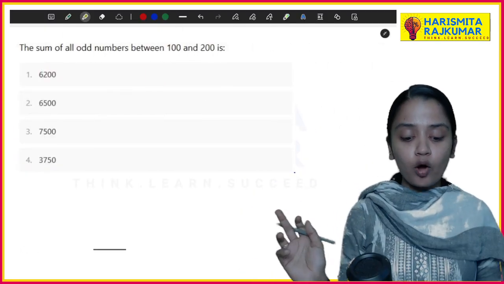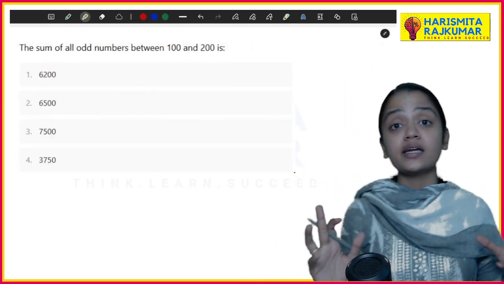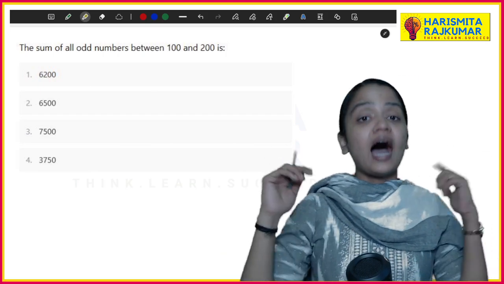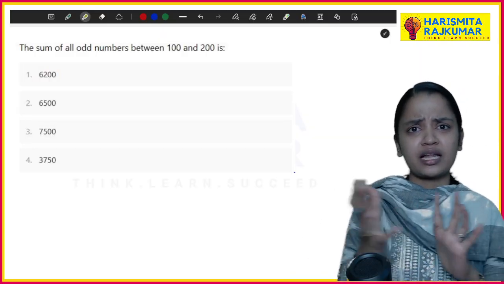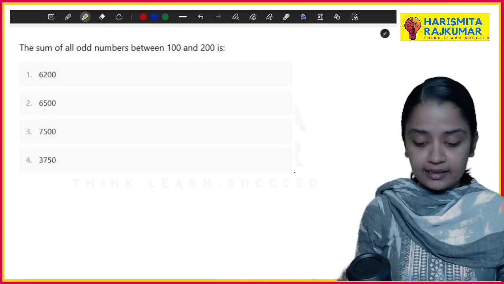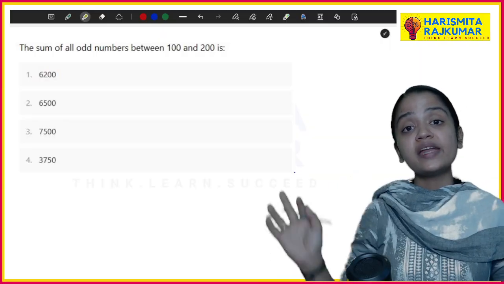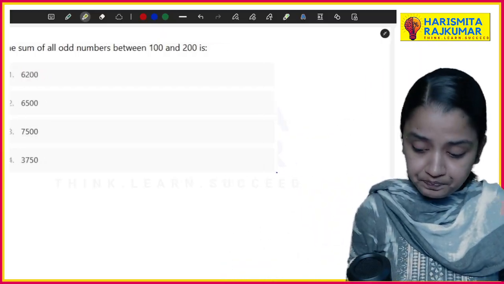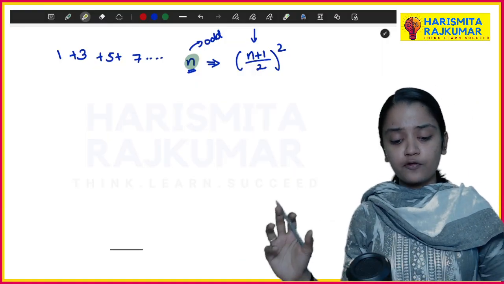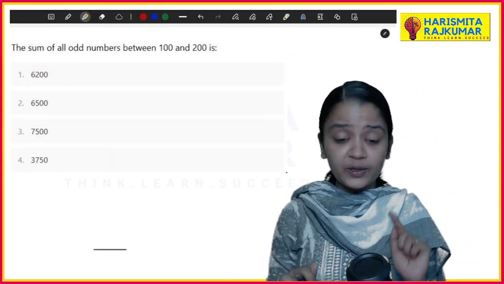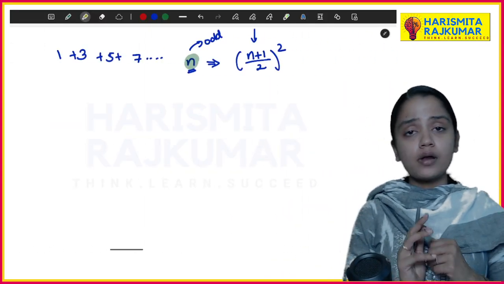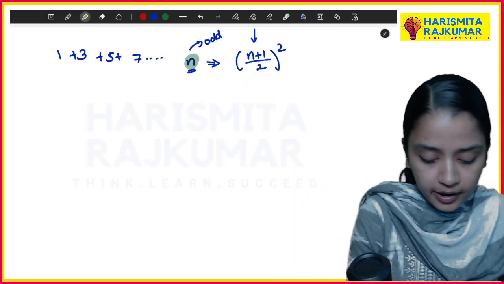Next one, sum of all the odd numbers between 100 and 200. Again, check my video and comment the type of this question. Which type does it belong to? Just check it and come back. So they asked between 100 and 200, right? Now, here is a formula for first n natural numbers, but here they asked between 100 and 200. But in the formula, we know from 1. So what are you supposed to do?